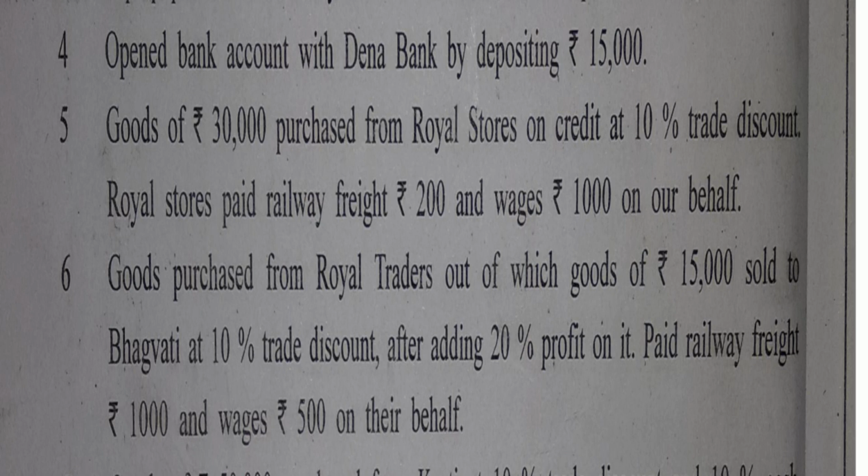Goods that were purchased from Royal Traders, goods of rupees 27,000. Out of 27,000, goods of rupees 15,000 is sold to Bhagwati at 10% trade discount. Let us calculate after adding 20% profit on it. And paid railway freight 1,000 and 500 wages on their behalf. Here we have paid railway freight and wages on behalf of Bhagwati.